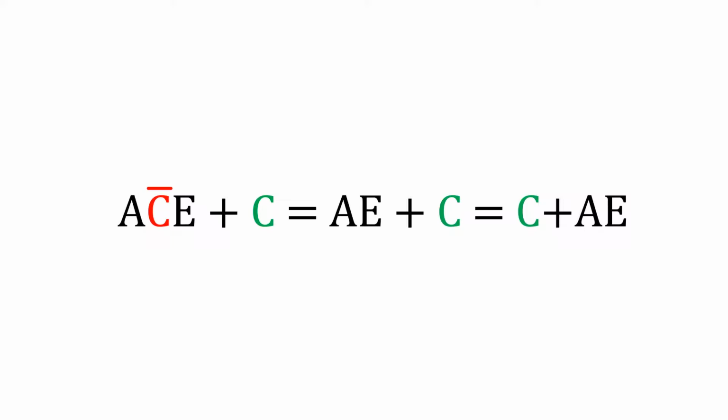A ANDed with not C ANDed with E, or C? Well, the not C is the imposter here because it's in the ANDed term and it's the complement of the single variable. So we get rid of the not C. This is equal to C or A and E.